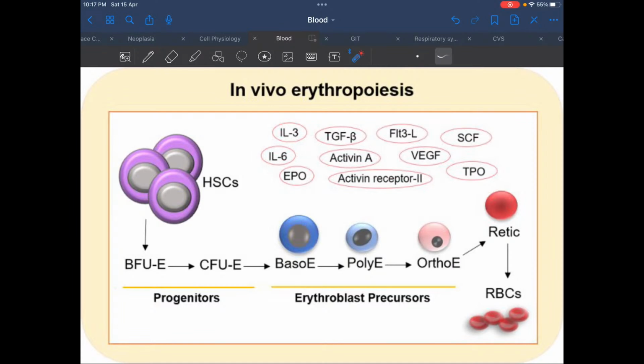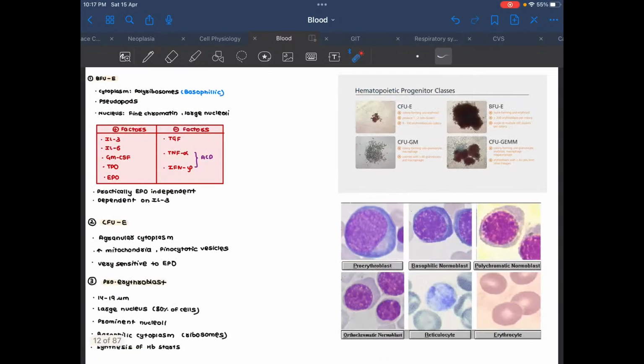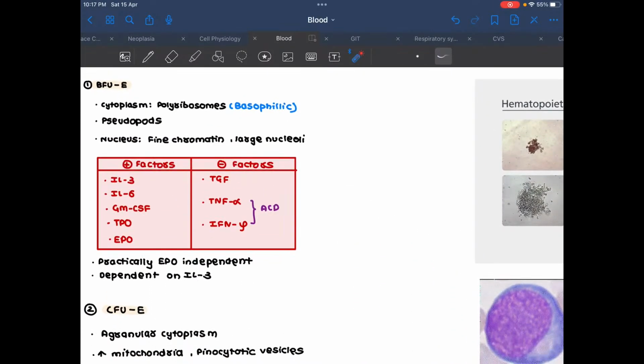Okay, so just remember interleukin 3 and interleukin 6, very important. ठीक है. Erythropoietin कहाँ पे work करेगा? That is a very favorite MCQ which we are going to see shortly. Okay, so what are the BFU-E? All right, burst forming unit, first stage. So इनके cytoplasm में there are many polyribosomes. That is the reason why BFU-E is very basophilic. ठीक है. As well as it's going to have the cytoplasmic extensions जिसे हम pseudopods कहते हैं.